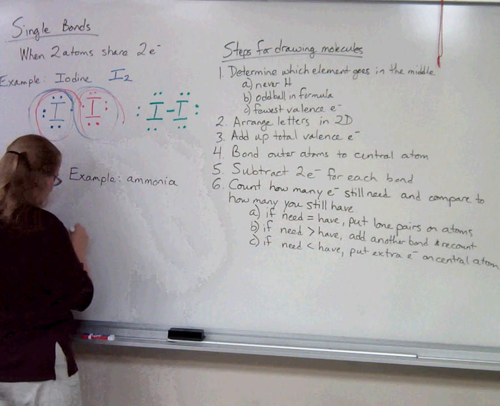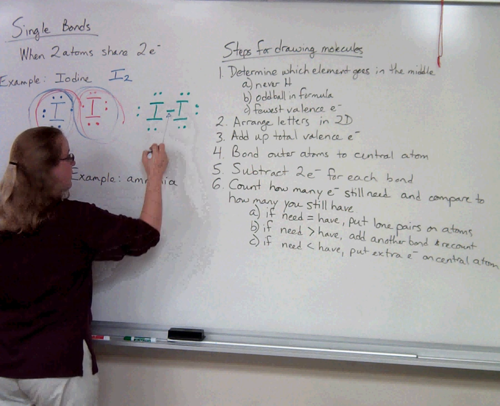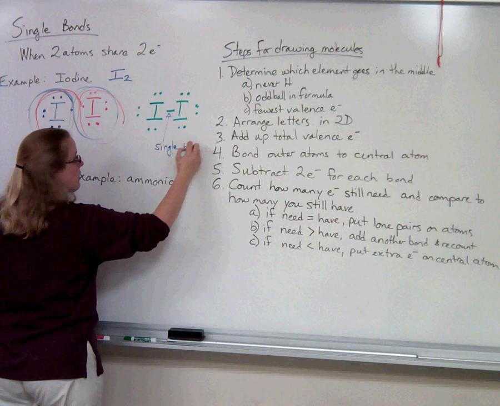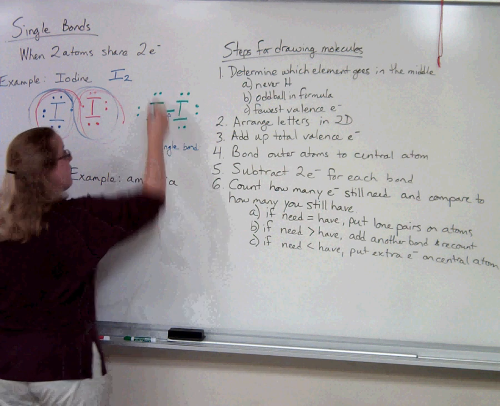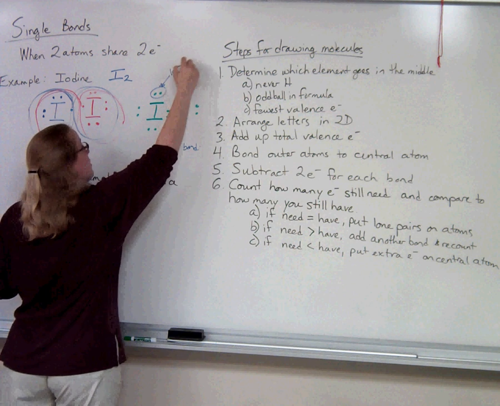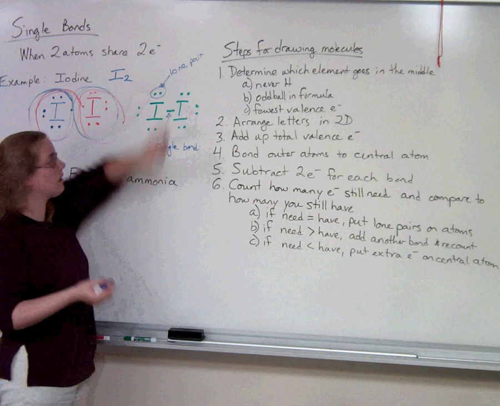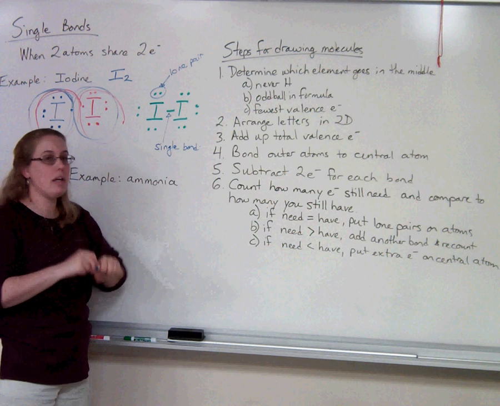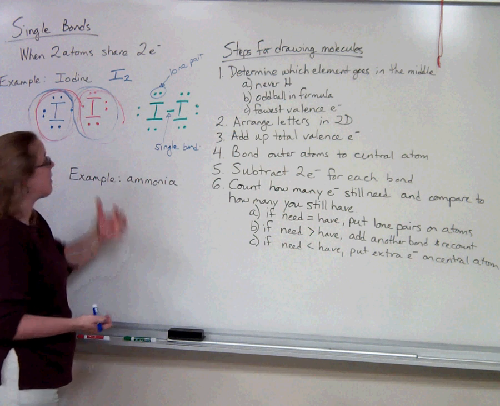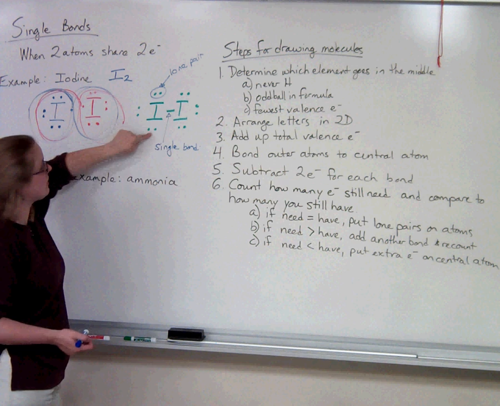So this is a bond, specifically a single bond, because only 2 electrons are being shared. And then these are called lone pairs. Lone because they're not being shared, and pairs because we write the electrons in pairs. And then we know that we've got the right drawing of our molecule if everybody's happy. So this iodine has 2, 4, 6, 8 electrons.